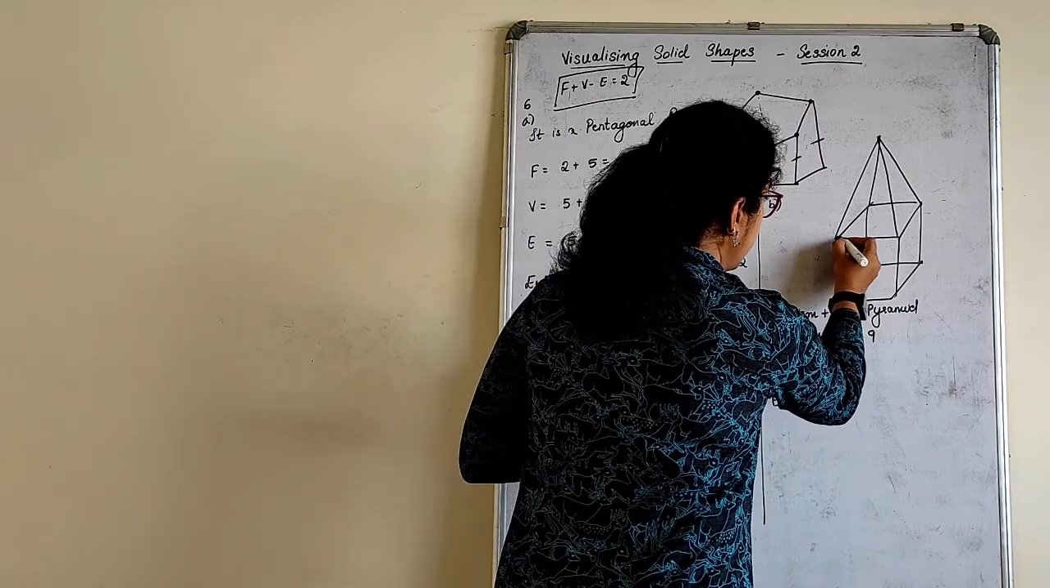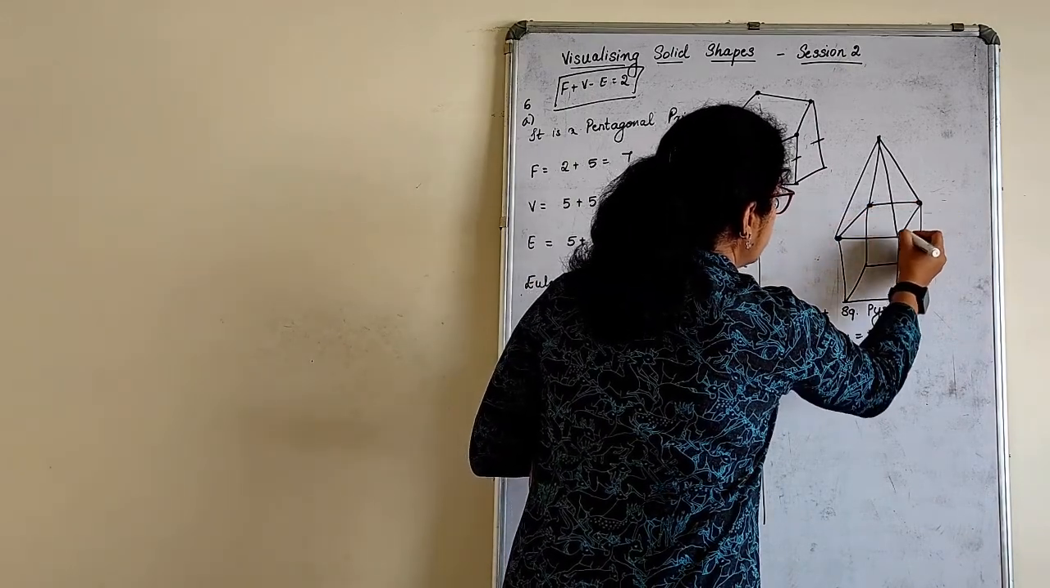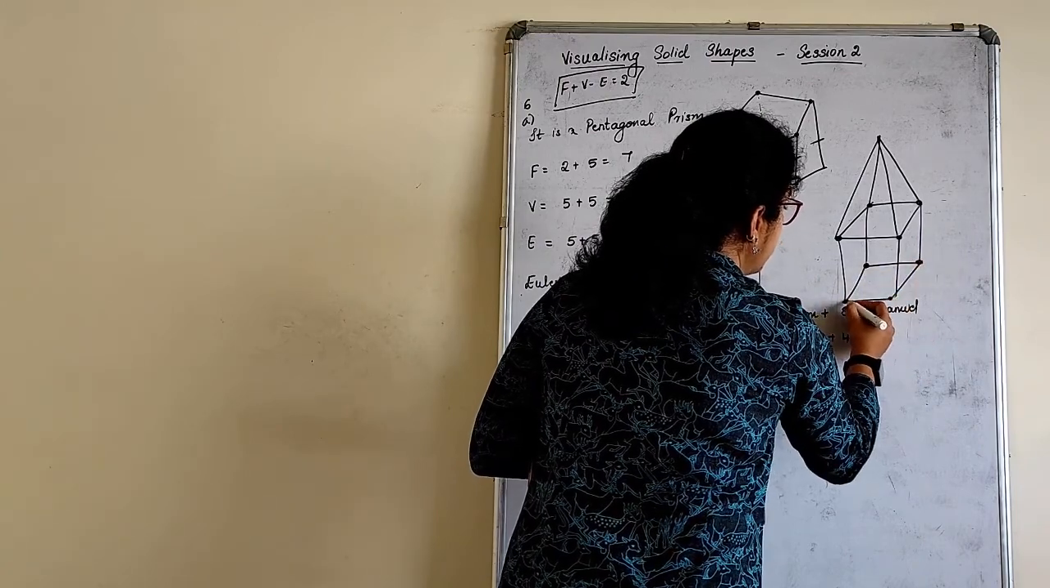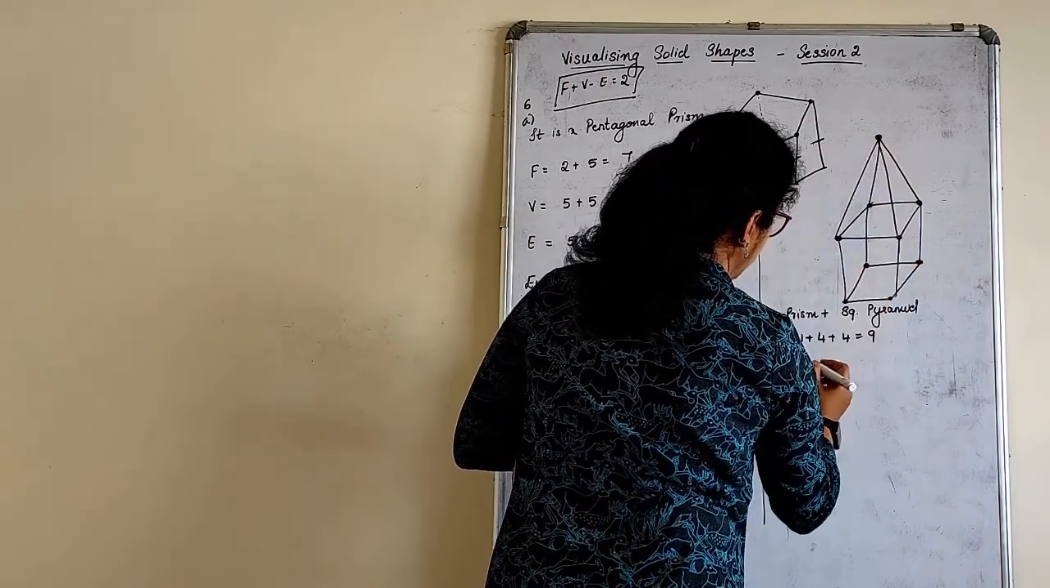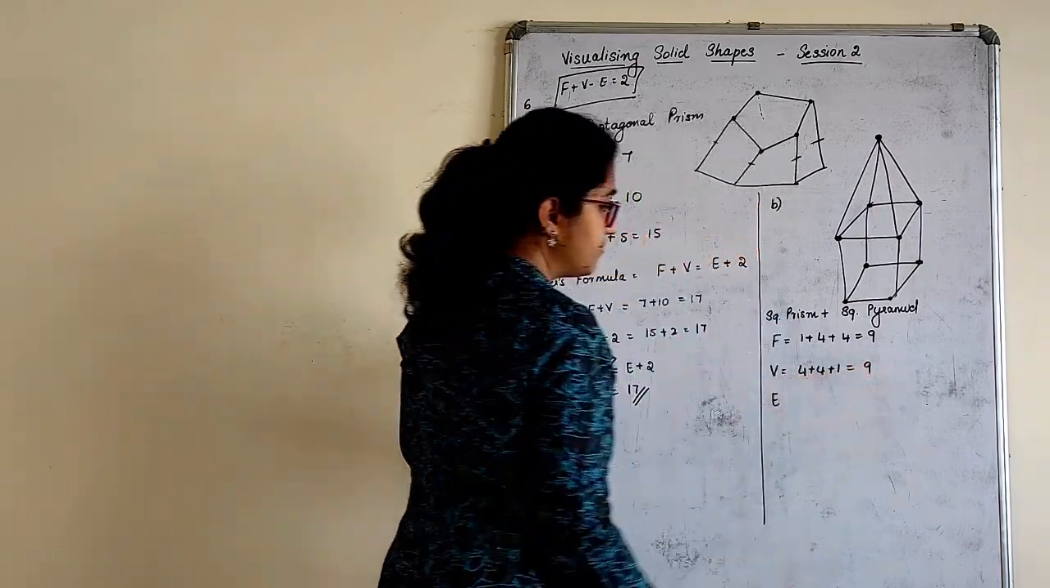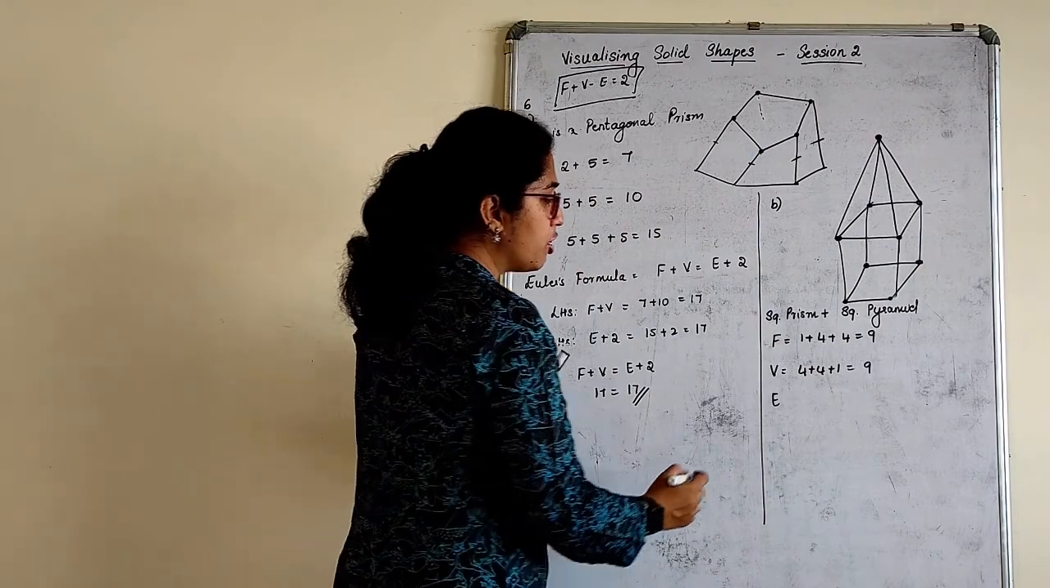Vertices, let me just highlight. 2, 3, 4, 5, 6, 7, 8 and 1. So 4 plus 4 plus 1, 9. Very clear? Let me talk about edges now.